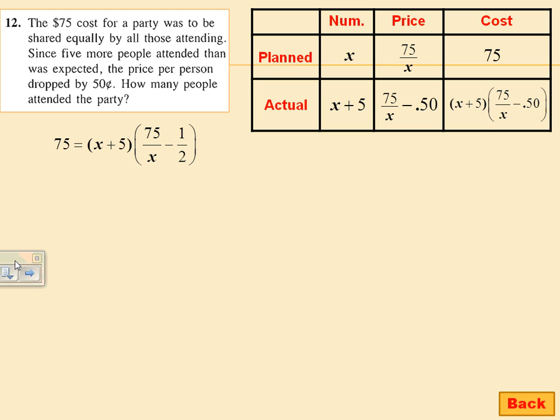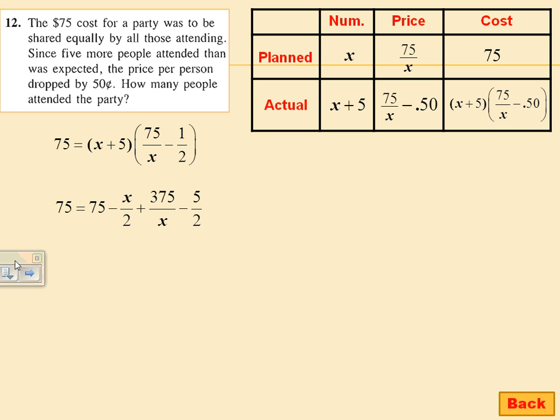Guess what I'm going to do? I'm going to do some FOILing. So when I FOIL, I'm going to multiply the front: X times 75 over X. I then get 75. I'm going to multiply the outside: X times negative a half. That's negative X over 2. I'm going to multiply the inside. That's going to be plus 375 over X. If I multiply the last, that's going to get me negative 5 halves.